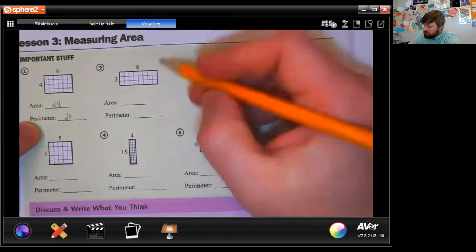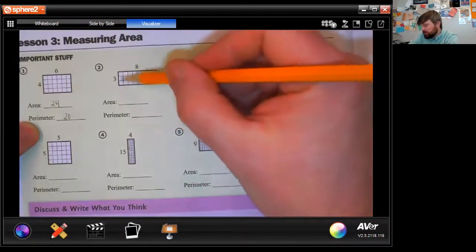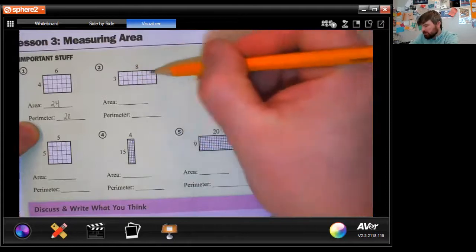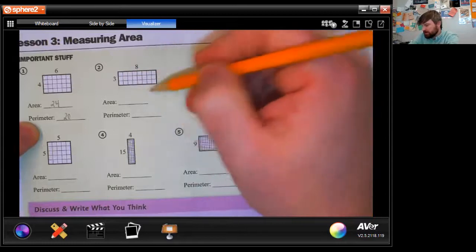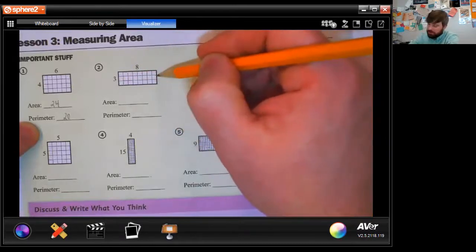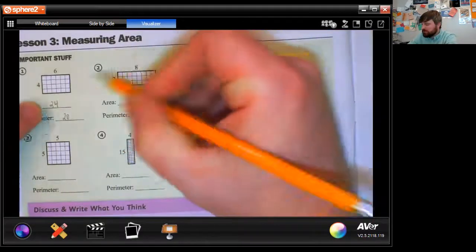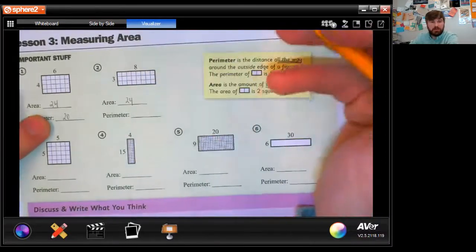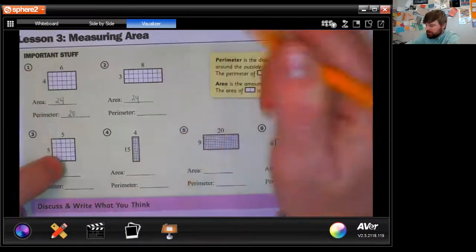And here we want the area. So you can do it a couple ways. You can count in rows of 3, or in columns of 3 or rows of 8. So you can go 8 plus 8 more is 16, plus 8 more is 24. So these two things actually have the exact same area as one another, but they are represented differently.